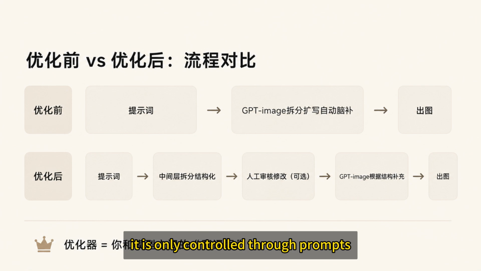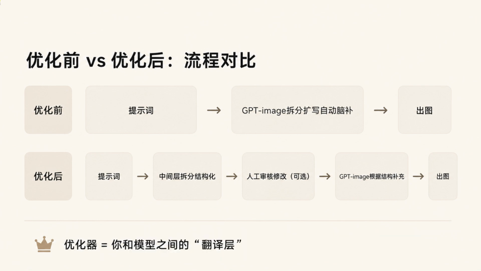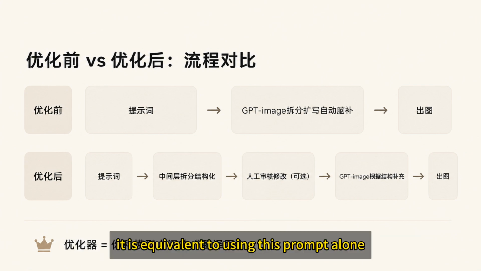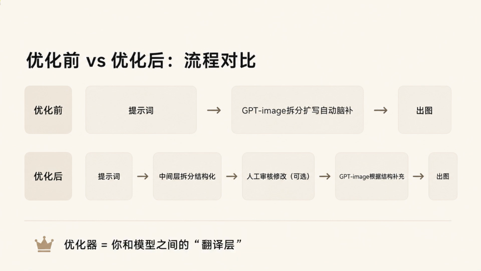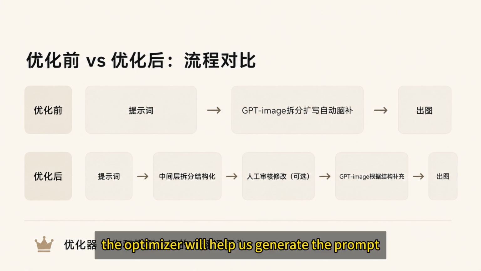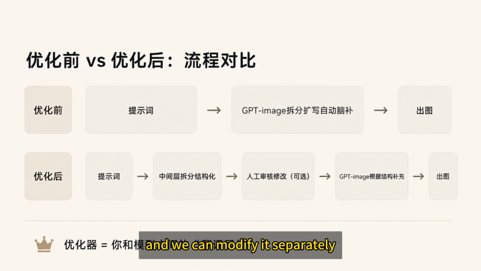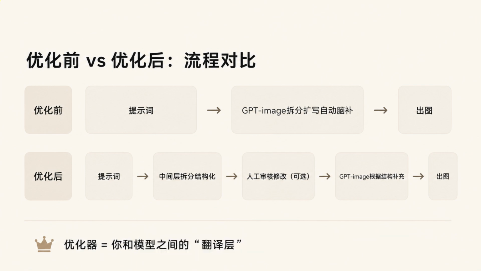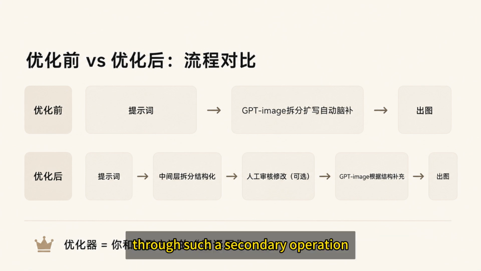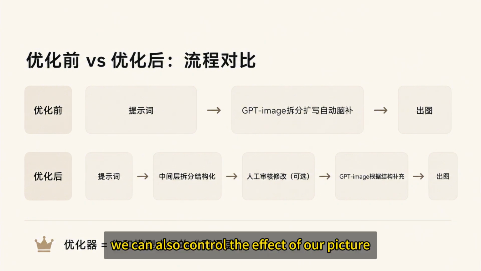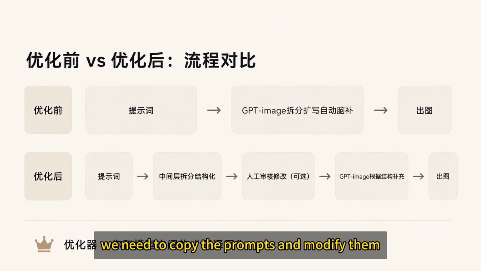It is only controlled through prompts. It is equivalent to using this prompt alone. The optimizer will help us generate the prompt, and we can modify it separately. Through such a secondary operation, we can also control the effect of our picture. We need to copy the prompts and modify them.